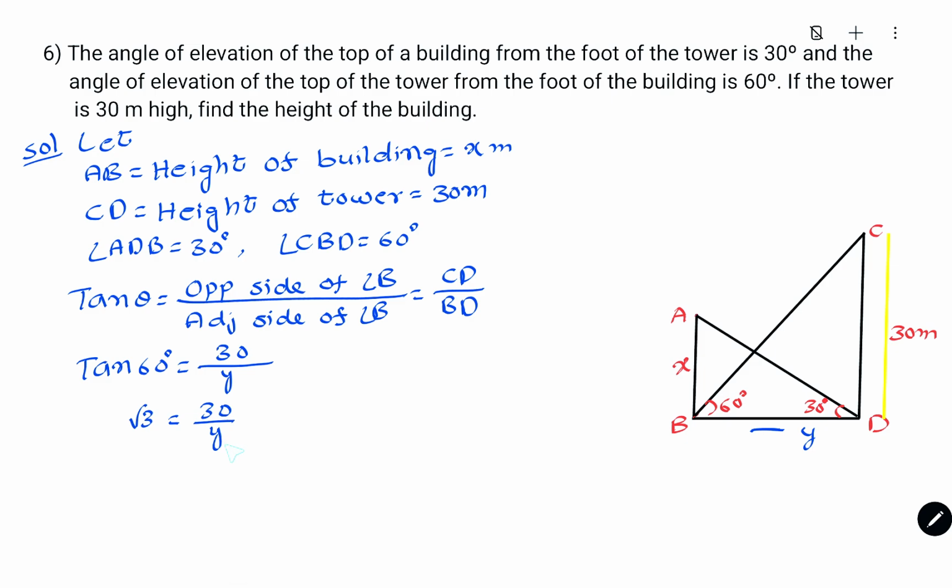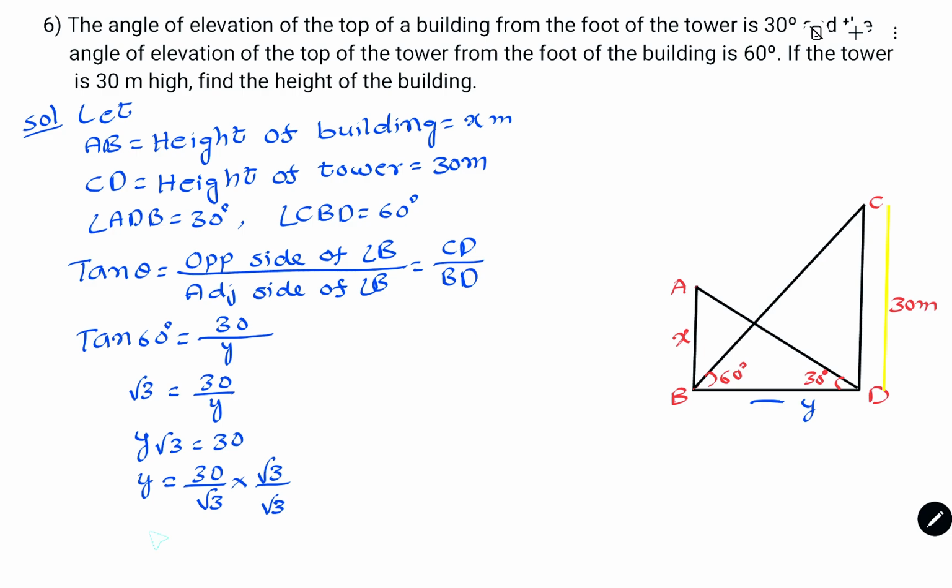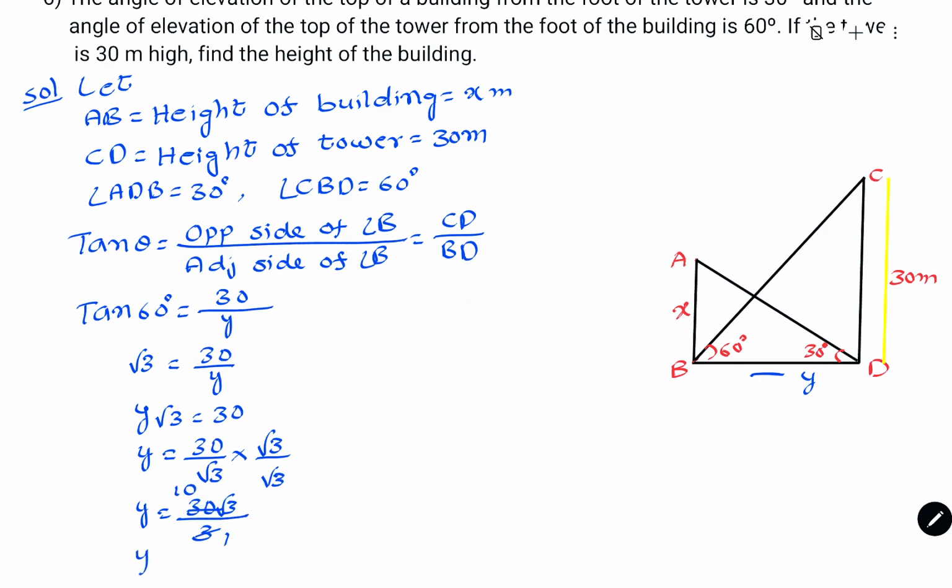Now do cross multiplication. Here transpose Y from RHS to LHS, then it will be Y root 3 is equal to 30. Transpose root 3 from LHS to RHS, then it will be 30 by root 3. In the denominator root 3 value is there now, so rationalize the root 3. For that multiply root 3 and divide root 3. So y is equal to 30 root 3 by root 3 into root 3, 3. 3 1 ja, 3 10 ja. Here y is equal to 10 root 3.